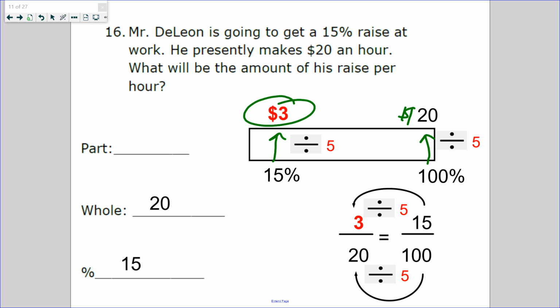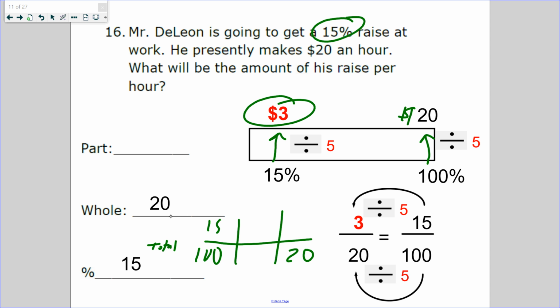Maybe you don't prefer that way. Maybe you prefer a table. How would you write 15% as a fraction? 15 out of 100. So 100 represents the total amount he makes, which is $20. 15 represents the part of money he makes. So what part of the raise is he going to get? How do you break down 100 to a 20? Divide by 5, divide by 5. That means he's going to get an extra $3 out of 20.